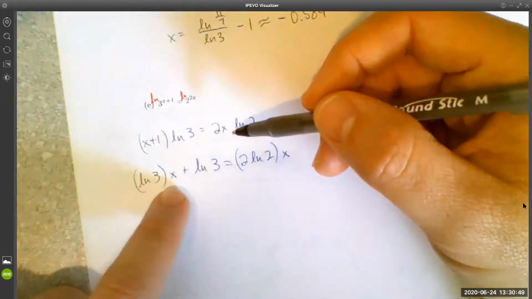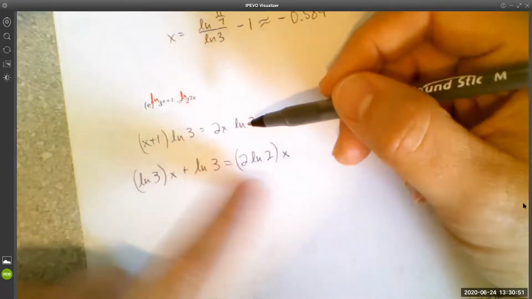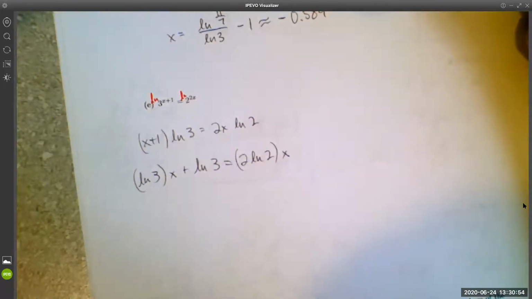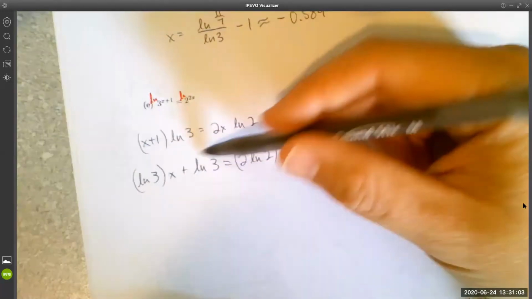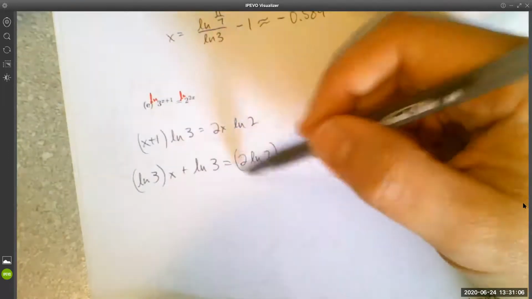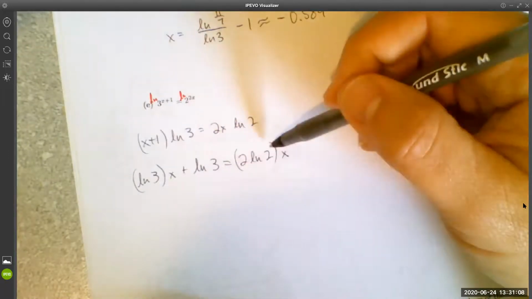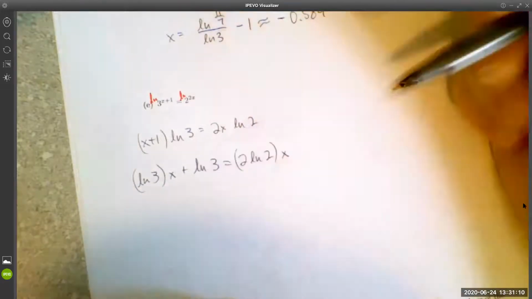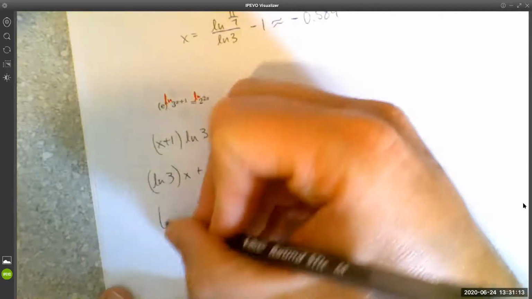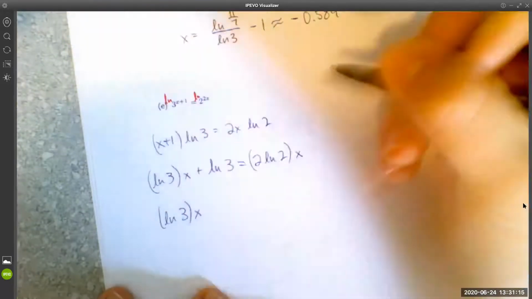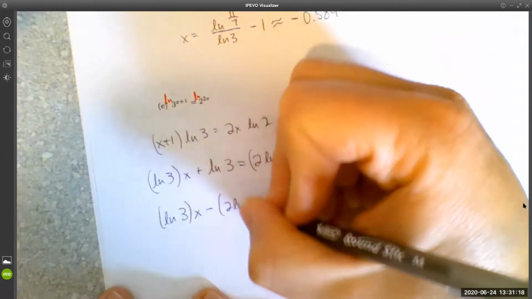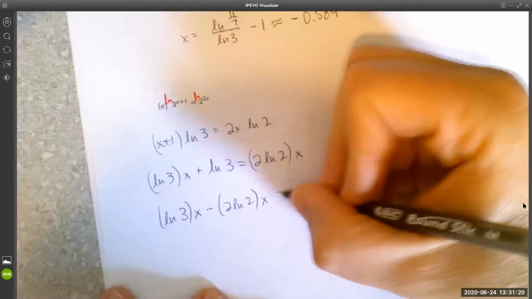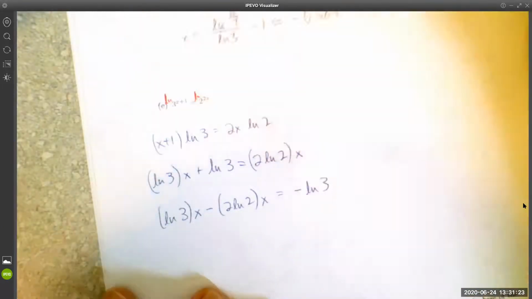So this is something times x plus something else equals something times x. Now, if you think about how you would go about solving that typically, you would try to get your x's on one side and get your numbers on the other, right? So I want to move this ln of 3 over to this side, and I want to move this 2 ln 2 times x to the left-hand side. So I'm going to get ln 3 times x minus 2 ln 2 times x equals negative ln of 3.